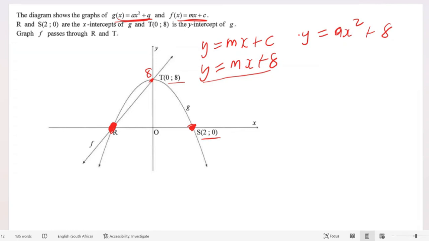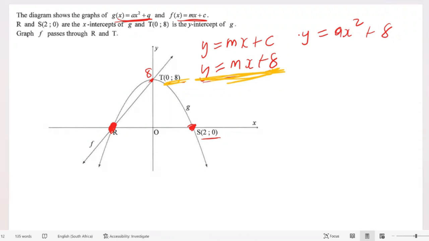Okay, now this is where we are. So we have used this one here. What will be the next step to find the equation? We already know that 8 is our y-intercept. Let's start with the parabola. Let's substitute with the coordinates, the 2 and 0. If we substitute with those coordinates, our y is going to be 0.